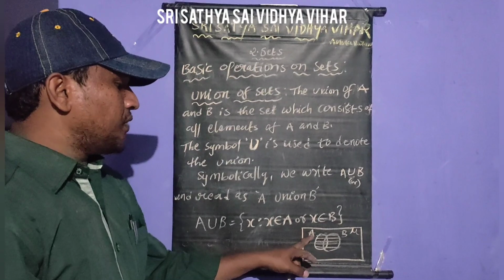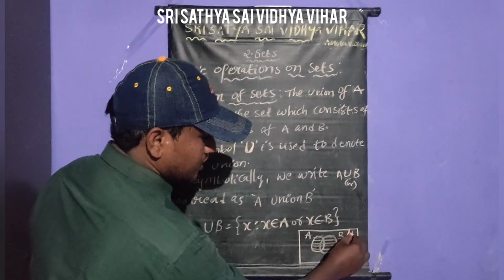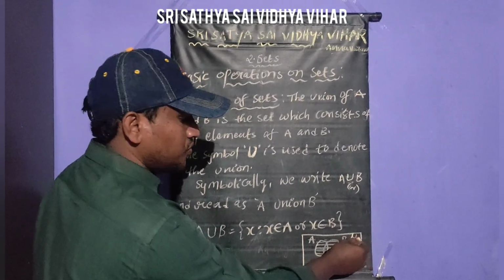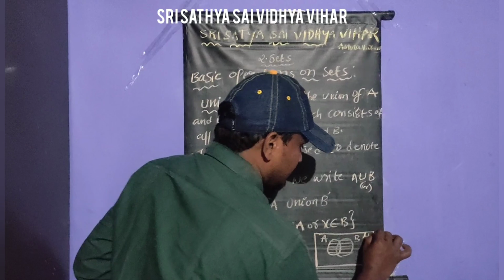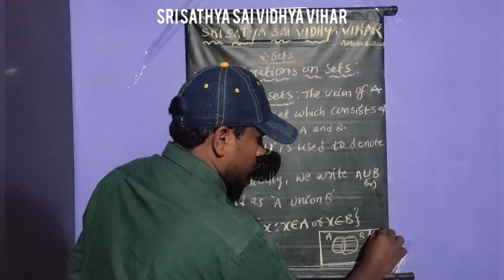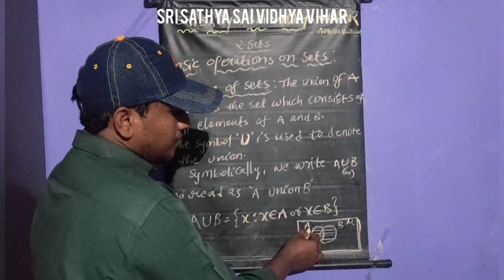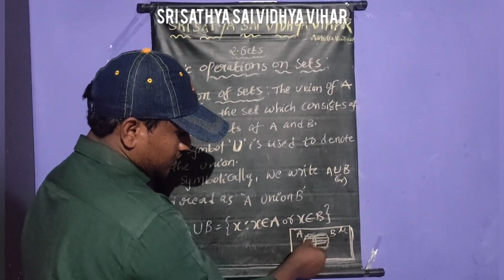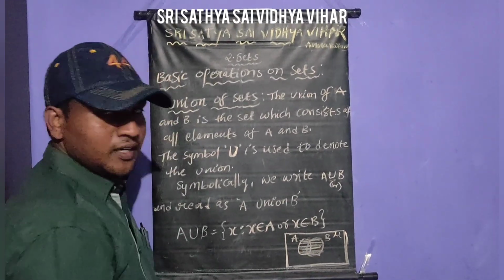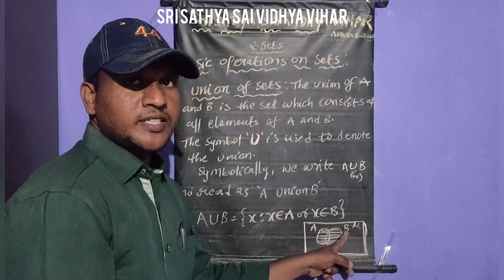What is the Venn diagram representing A union B? Suppose this is the universal set. Already we know that the universal set is represented by a rectangle in a Venn diagram. How can you represent A union B? All elements in A and B are combined. We have set A here and set B here.